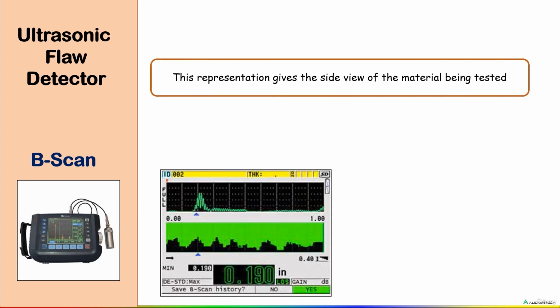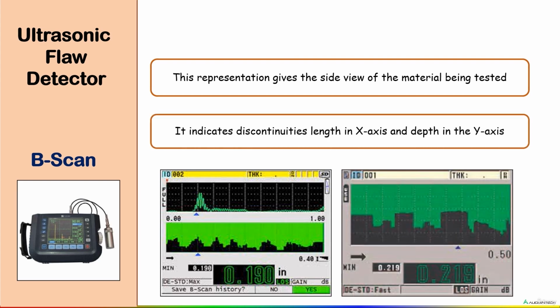This representation gives the side view of the material being tested. Shown here is a display of a B-scan. It plots the depth of reflectors with respect to their linear position. It indicates discontinuity's length in the x-axis and depth in the y-axis.